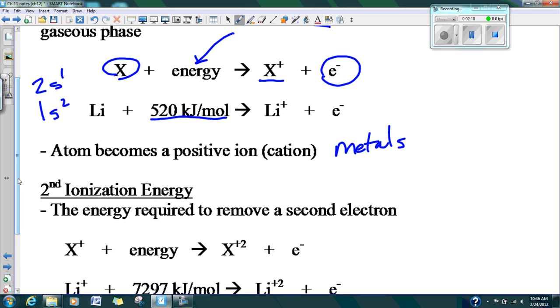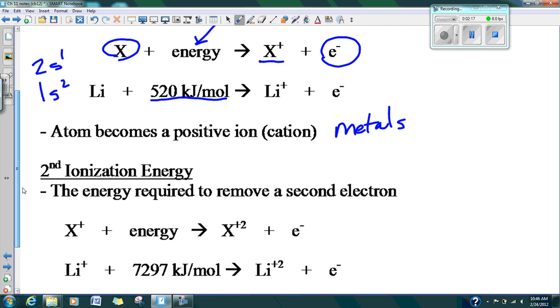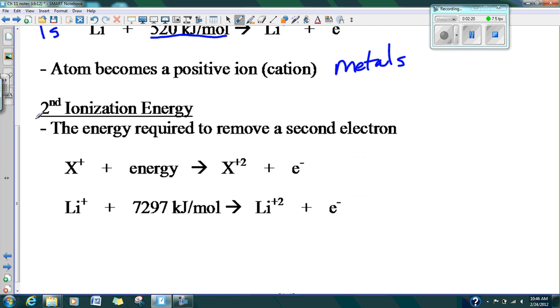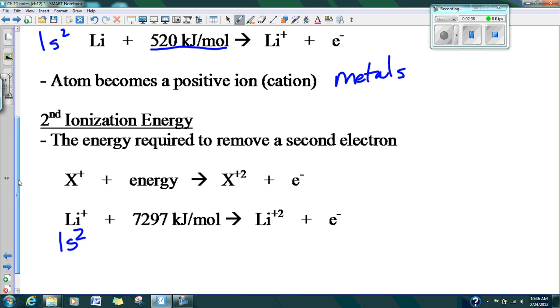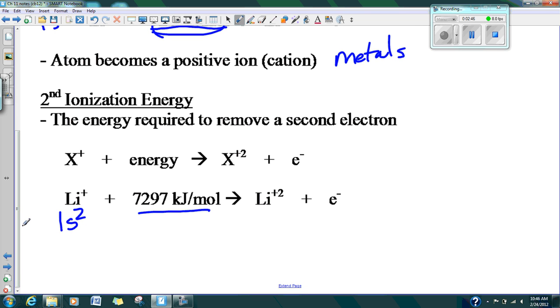So when we talk about a first ionization energy, like it says right here, we are talking about removing 1 electron. Logically, second ionization energy is going to be removing the second electron. Now with this +1, if I take a look at lithium, its electron configuration is 1s2, which is a noble gas configuration of helium. If I take a look at its first ionization energy, you can see that it only took 520 kilojoules per mole of energy. Look at this number. Wow, that has really increased.